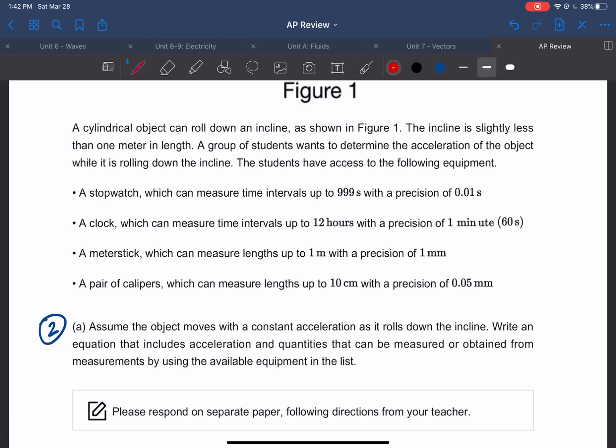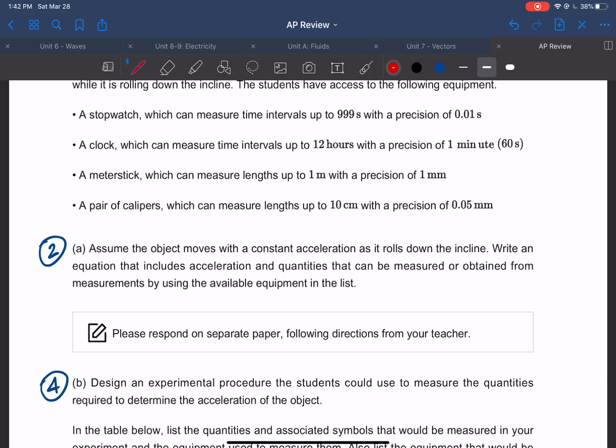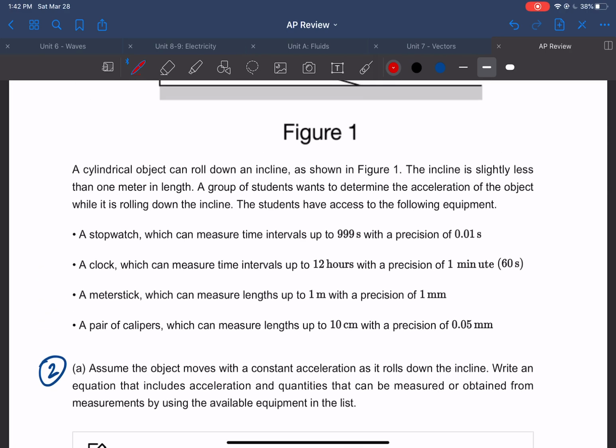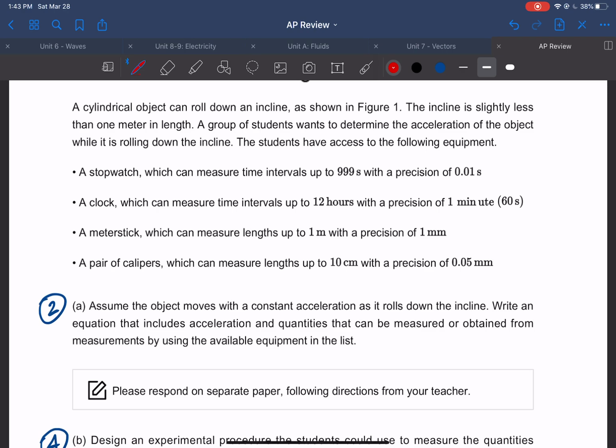All right, so the first part asks you to give an equation that includes acceleration and quantities that can be measured that you could use in your experiment here. So you can get an idea from the equipment that's listed here. The things you can measure really come down to distance or displacement and time. So we have displacement, time, and acceleration to work with. One of the major equations that relates those is this one. This is the displacement is equal to 1/2 times the acceleration times t squared.